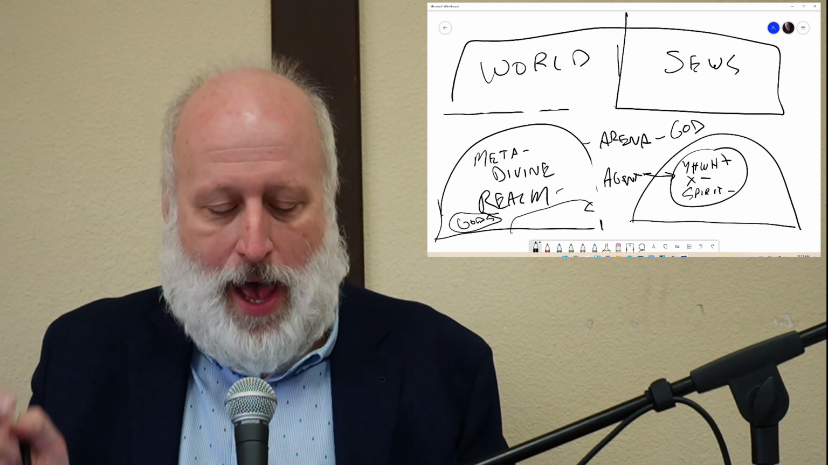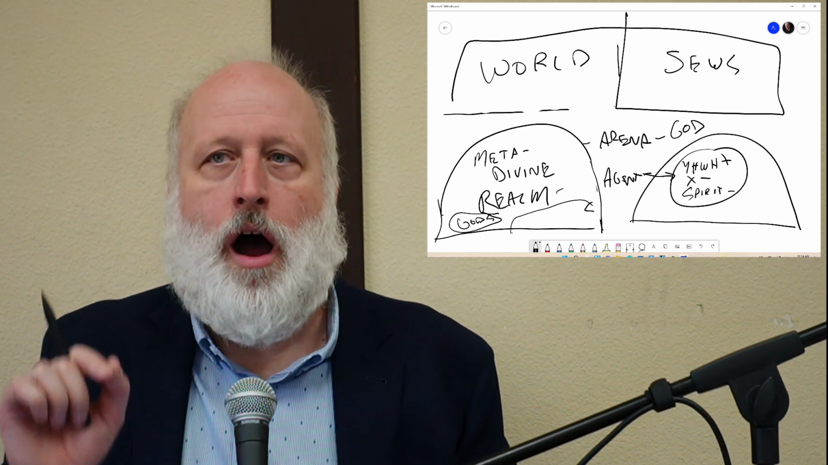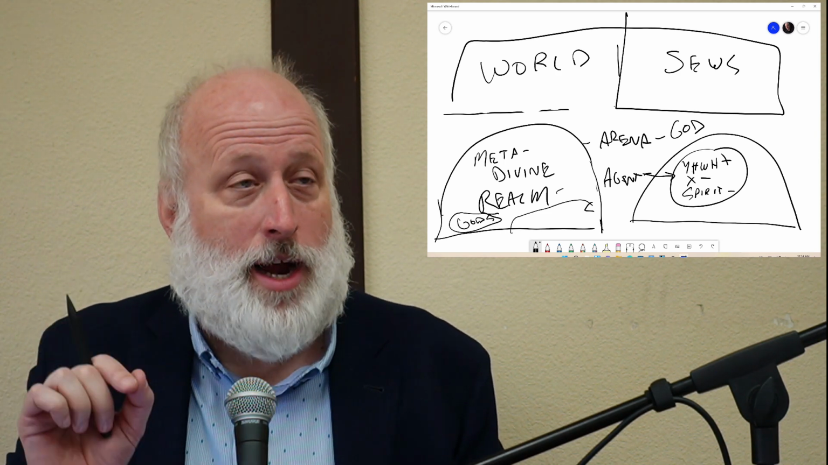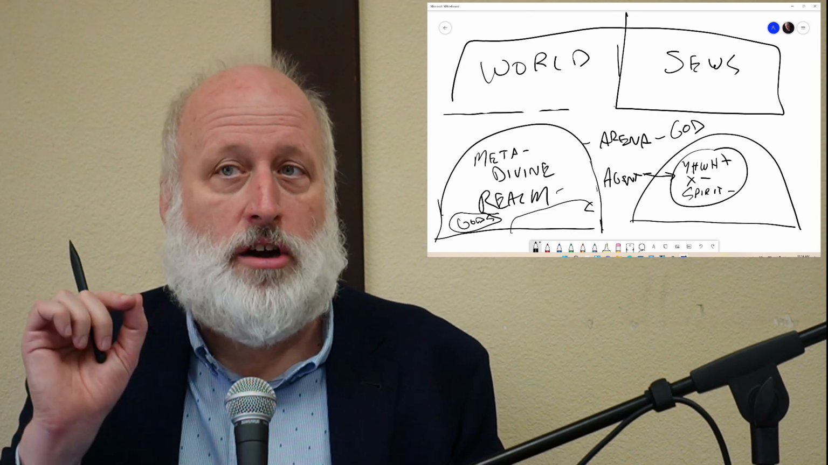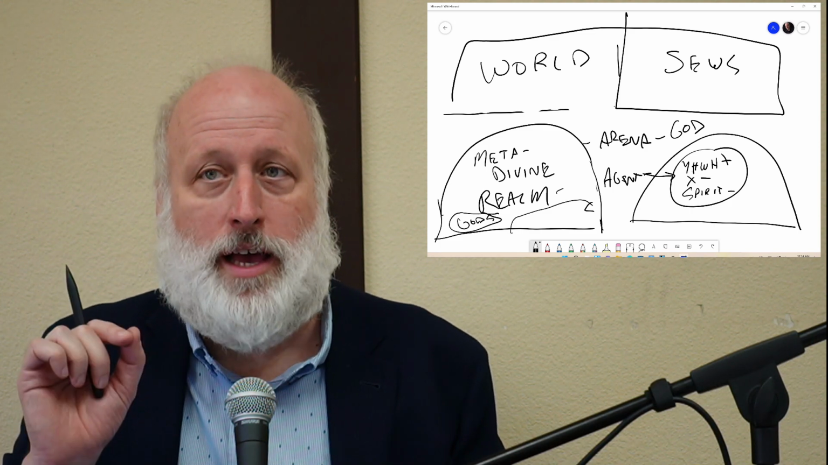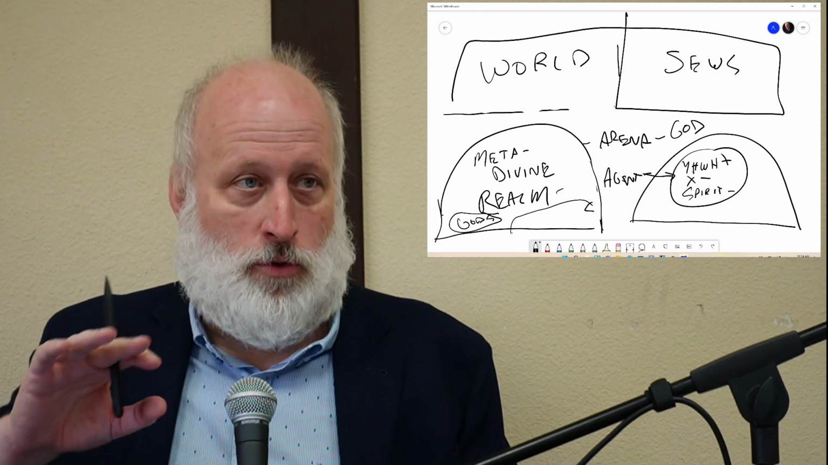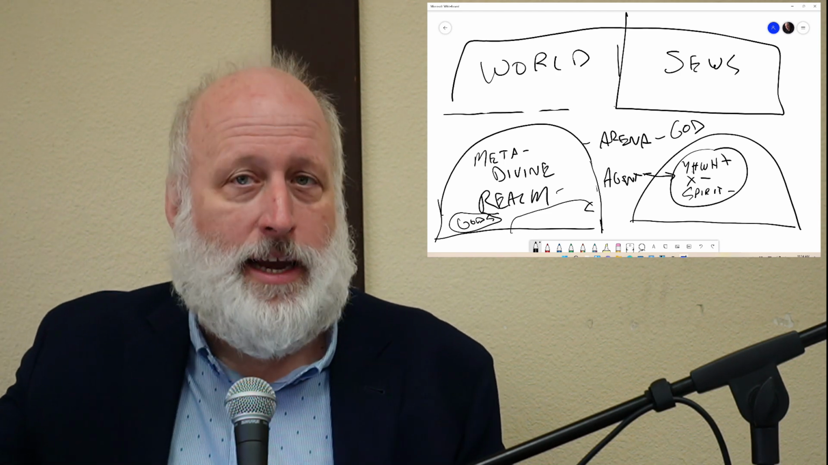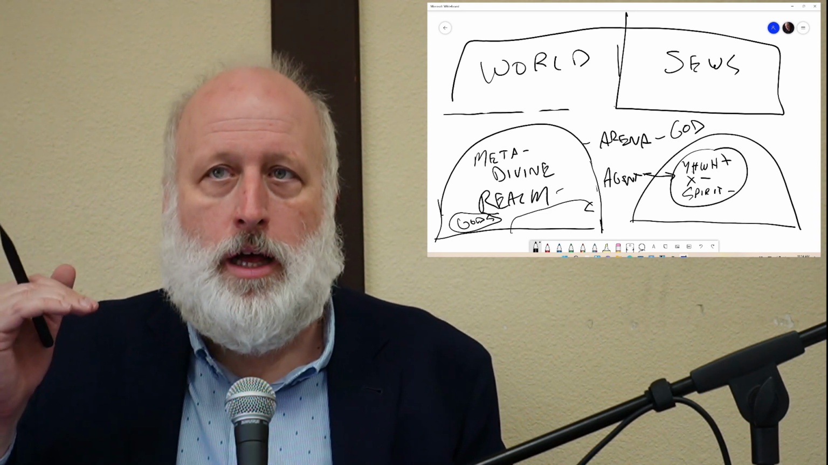Kaufman notes, once you have a meta-divine realm, the gods within the meta-divine realm are subject to the limitations of the laws of the meta-divine realm. In other words, all of these other gods are smaller than the Hebrew God. The Hebrew God is quite literally author of creation.